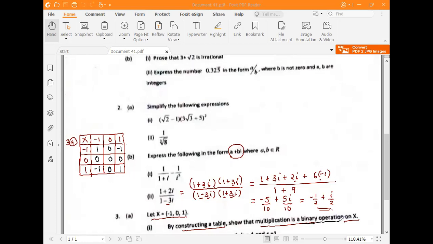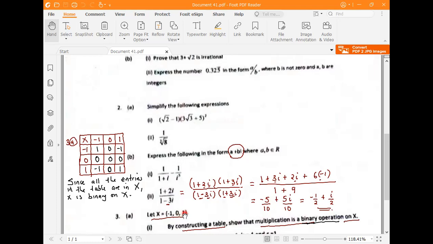Then you say, show that, since all the entries in the table are in X, then multiplication is binary on X. As you can see, all the entries, all the numbers, 1, 0, -1, 0, 0, 0, -1, 0, 1 are all elements of X. This makes multiplication a binary operation.